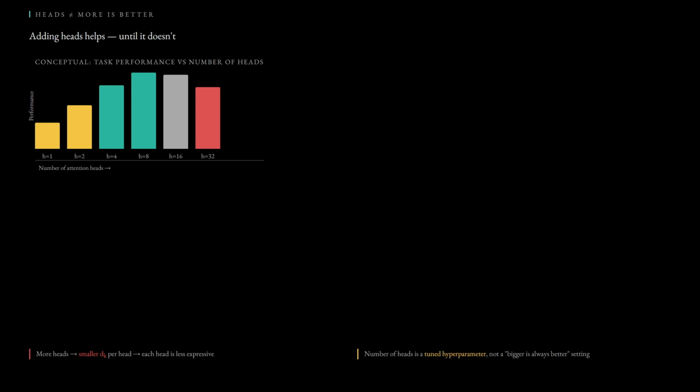The original transformer paper used 8 heads with d_model equal to 512. That gives d_k equal to 64. Large models use different values because d_model is larger, right? And the optimal trade-off between head count and per-head dimension shifts accordingly. The mechanism is fully explained.